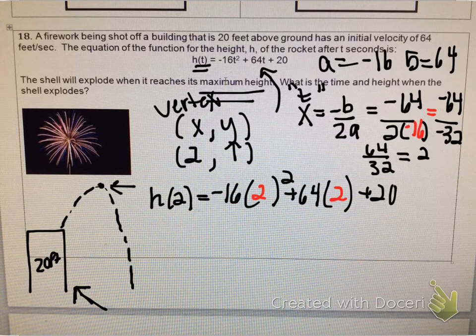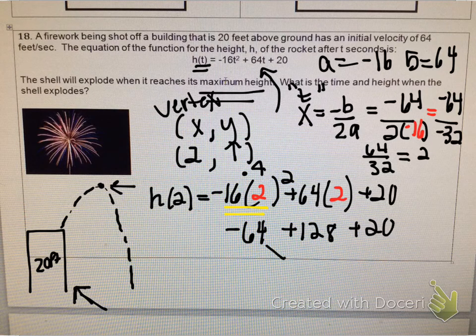Alright, looking at my first term, order of operations. Do we multiply first or do we square it? Exponents come first, so you're squaring 2, which is 4, and then 4 times negative 16 is negative 64. The next number should always be twice as big in the opposite sign, and it is, because 64 times 2 is 128, and then plus 20. Now combining negative 64 and 128, I get back to 64 plus 20. So how high did that firework go? It went 84, in this case, looking at the units, feet.